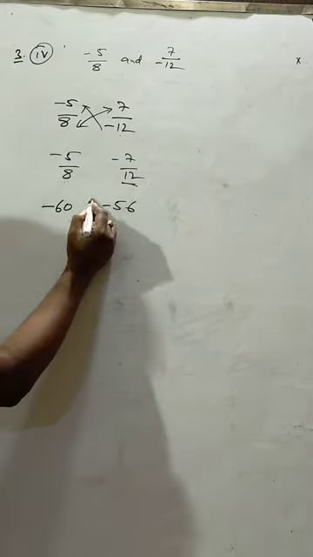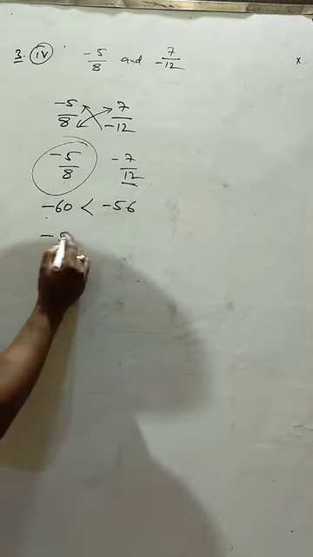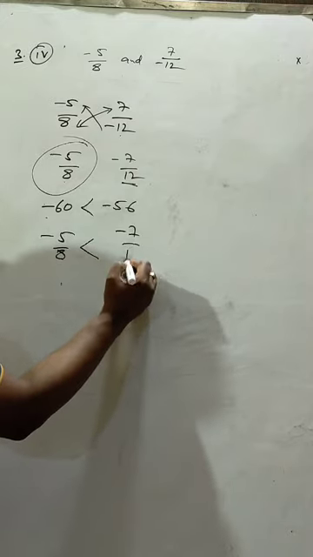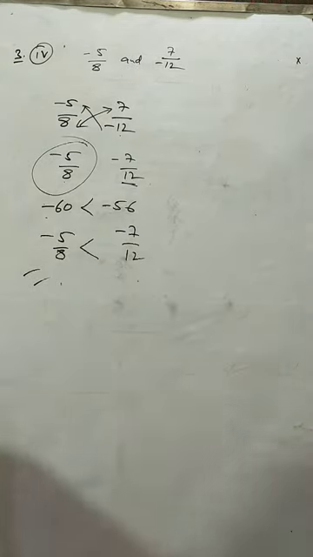Which one is greater? This part is greater. So minus 60 comes in place of this. Therefore minus 5 by 8 is smaller than minus 7 by 12. This is the easiest and shortest process to compare. So this way you can solve.